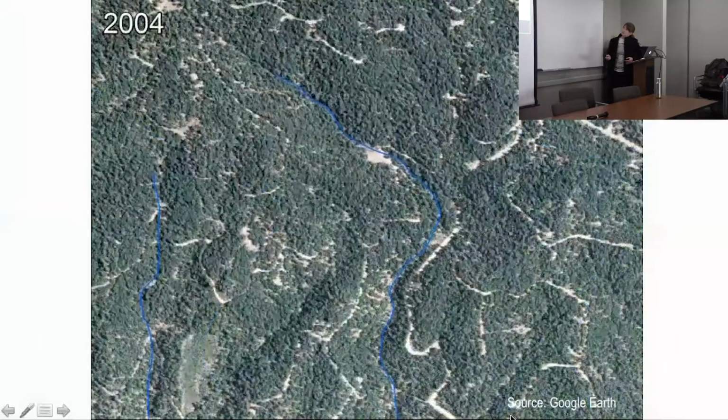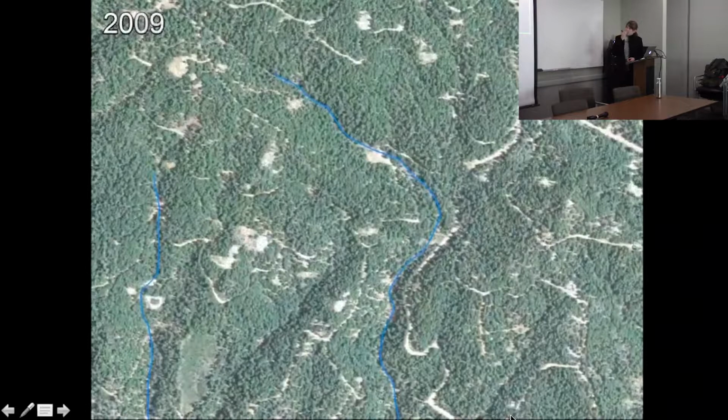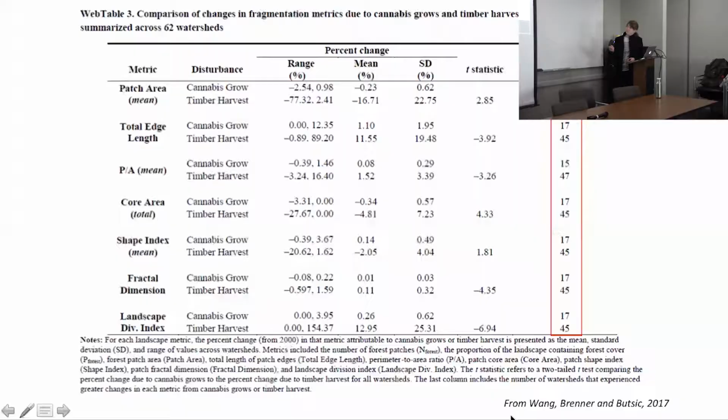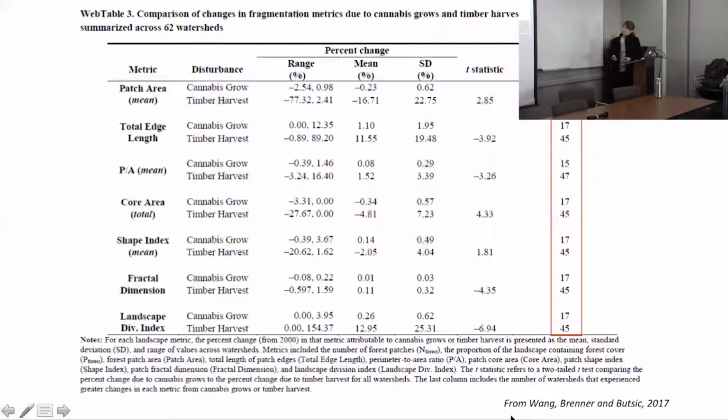Oops, I'm going to go back and replay that again. This is Google Earth imagery from Trinity County. And you can see as it's scrolling through here, all of the development that's happening in this area are cannabis cultivation sites. And you can see that fragmentation has increased pretty dramatically between 2004 and 2014. Large increases in the area of deforestation and the number of roads and that kind of thing. Increasing fragmentation, just visually you can see that.